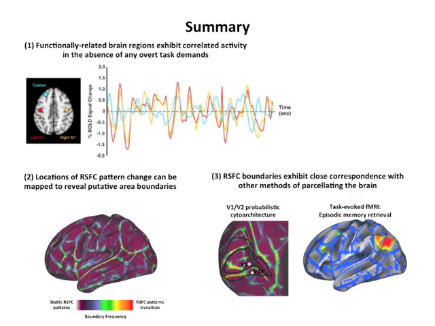Just to summarize some of the points I've discussed, the aim of this video has been to describe how we can define brain areas and the types of tools cognitive neuroscience has available to it for doing so. I focused on the use of resting state correlations for this purpose and highlighted three general observations. First, functionally related brain regions exhibit correlated activity in the absence of any overt task demands. Second, the locations of resting state pattern change can be mapped to reveal putative area boundaries. And finally, the resting state boundaries exhibit close correspondence with other methods of parcellating the brain.